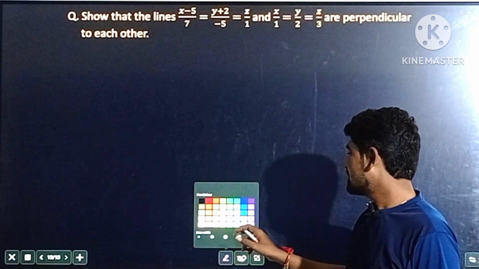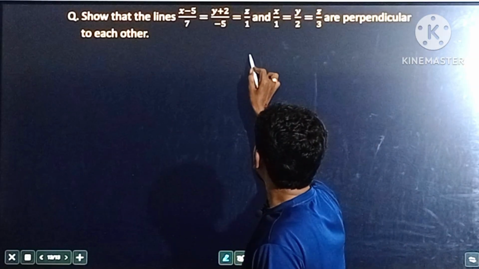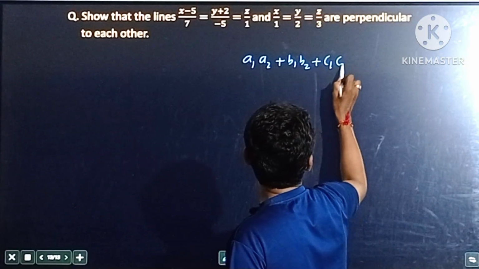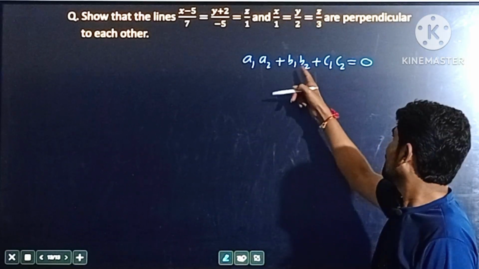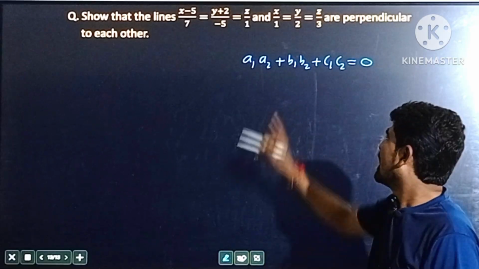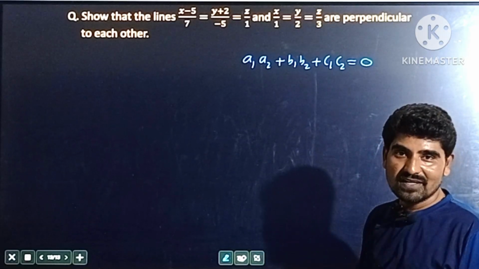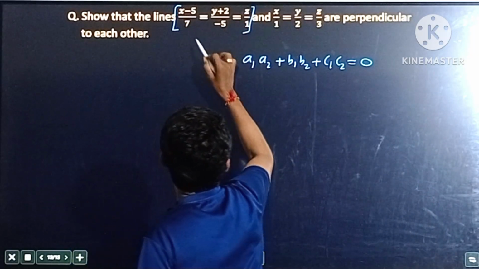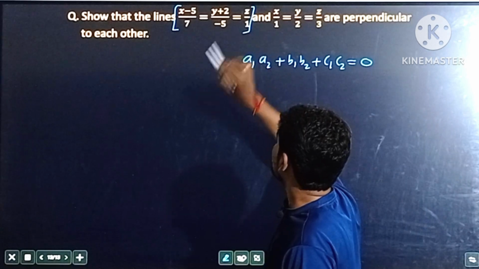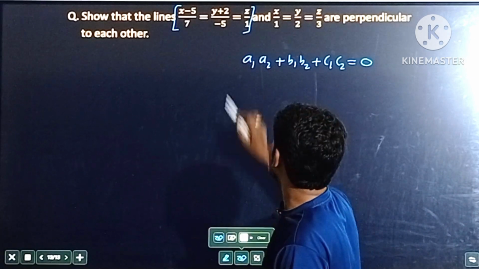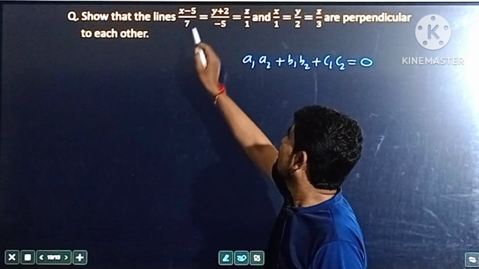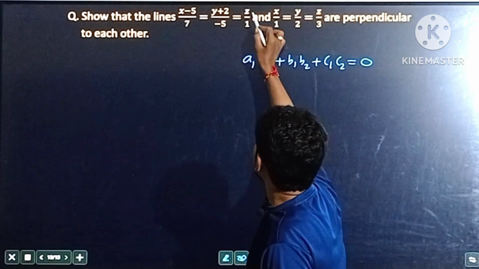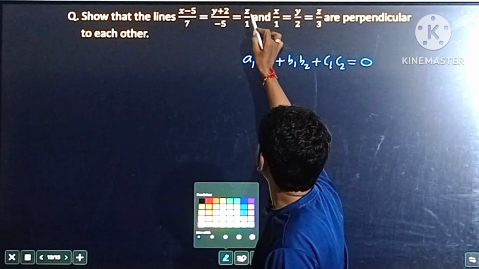But in this question we need to prove that these two lines are perpendicular. So to prove these two lines are perpendicular, we need to prove that the value of a1 a2 plus b1 b2 plus c1 c2 is equal to 0, where a1 b1 c1 are the direction ratios of the first line and a2 b2 c2 are the direction ratios of the second line. So observe here, the first line is x minus 5 divided by 7 equal to y plus 2 divided by minus 5 equal to z by 1. This is already in the standard form of a line, x minus x1 by a1 equal to y minus y1 by b1 equal to z minus z1 by c1, where the value of z1 is 0.